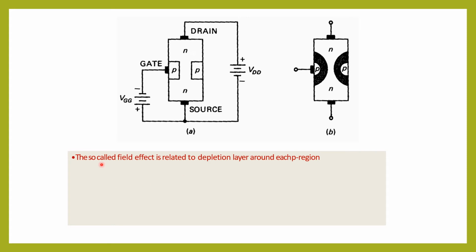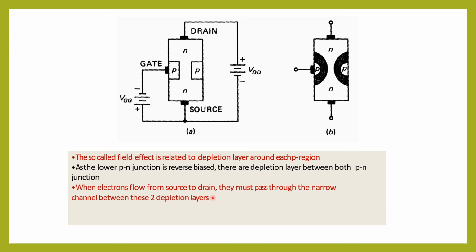Now, in the name of JFET, there is the term field effect. The so-called field effect is related to the depletion layer around each P region. The depletion layers around the P regions are indicated by this black part. As the PN junctions are reverse biased, there are depletion layers at both PN junctions. When the electrons flow from source to drain, they must pass through the narrow channel between these two depletion layers. The more negative the gate voltage is, the narrower is the channel. In other words, the gate voltage can control the current.